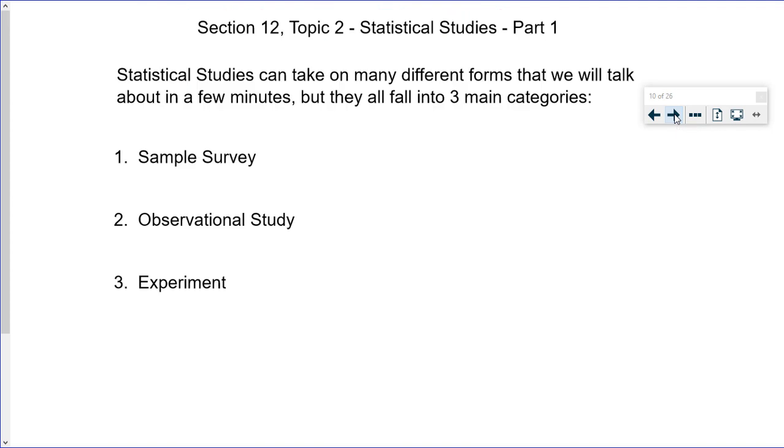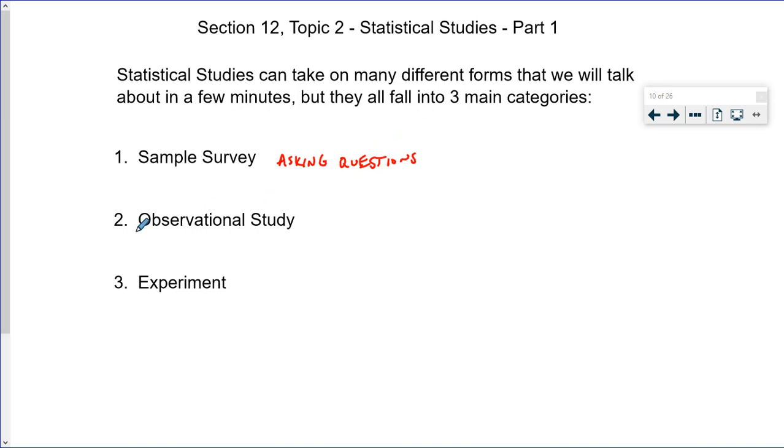All right. So the next topic is section 12, topic 2, statistical studies, part 1. Statistical studies can take on many different forms that we'll talk about in a few minutes, but they all fall into 3 main categories. The first one is called a sample survey. A sample survey just means you are collecting your data by basically asking questions. This could be in person, over the phone, or in an email. Sample surveys are mostly about people. So it's really about asking questions and getting data from people.